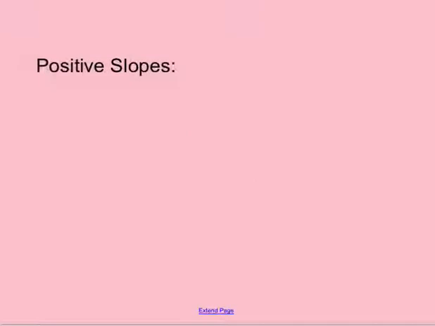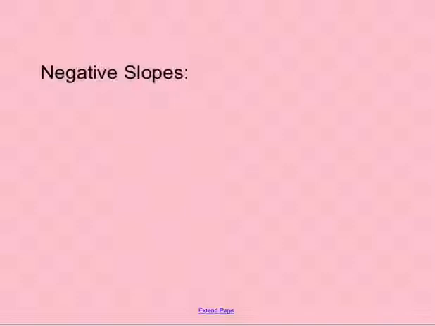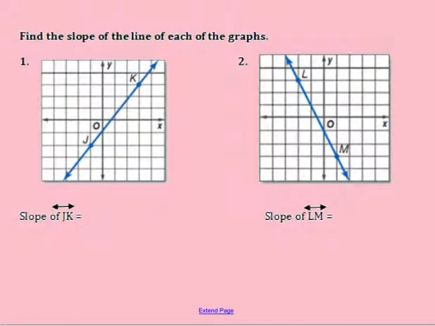So let's go ahead and take a look at positive slopes. We'll skip over that. Let's take a look at these examples instead. Okay, basically positive slopes are always going to have a positive number. Okay, that makes sense. Negative slopes are going down, so you're going to have a negative slope. So let's take a look at this one, the slope of JK.